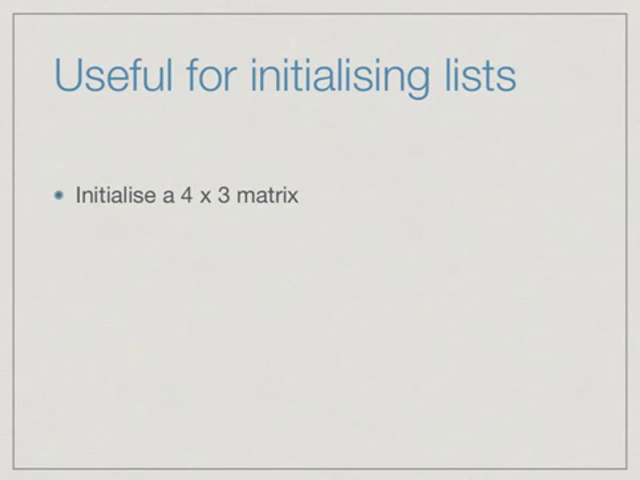So this list comprehension notation is particularly useful for initializing lists. For example, for initializing matrices when you are doing matrix-like computations. So supposing I want to initialize a 4 by 3 matrix to all zeros. A 4 by 3 matrix has 4 rows and 3 columns, and I'm using the convention that I store it row-wise. So I store the first row, so it will be 3 entries for the first row, then 3 entries for the second row, and so on.